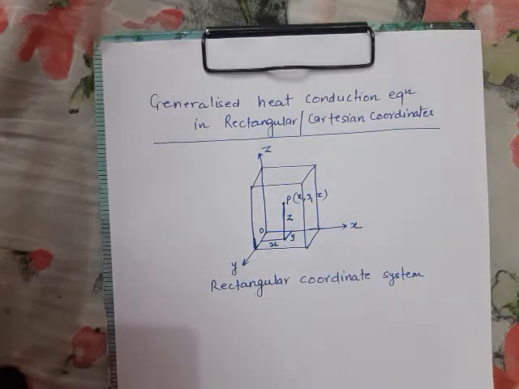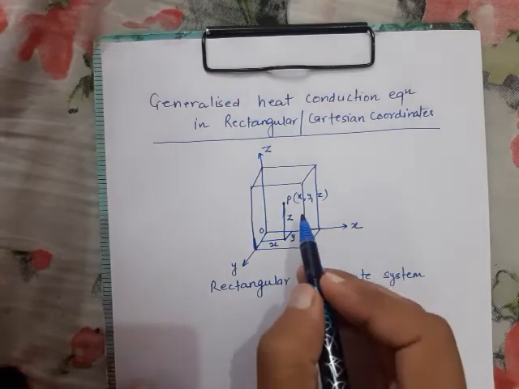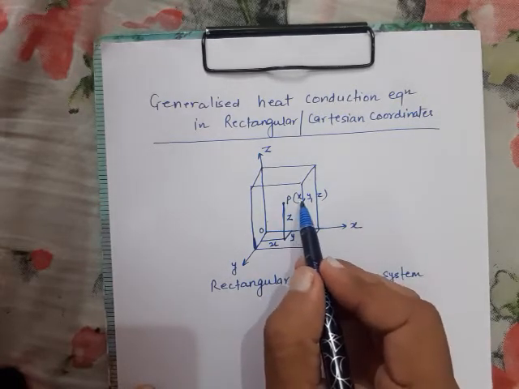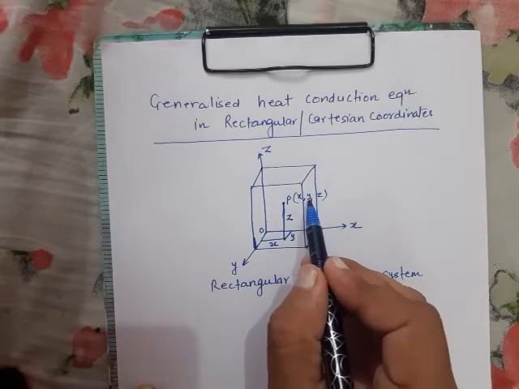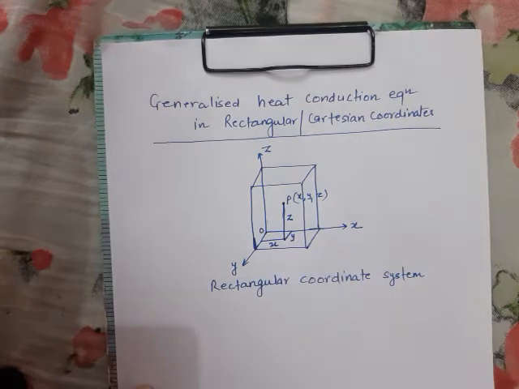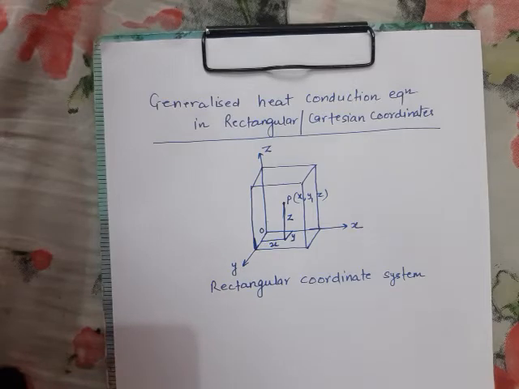Please note, in a rectangular coordinate system, if I want to specify the position of a point, then the point P is defined by its coordinates x, y, and z, where x, y, and z are the distances of this point P from each of the axes x, y, and z respectively. I am again repeating that the point P is specified by its coordinates x, y, and z, which are the distances of the point along each of the axes. So this is the rectangular coordinate system.